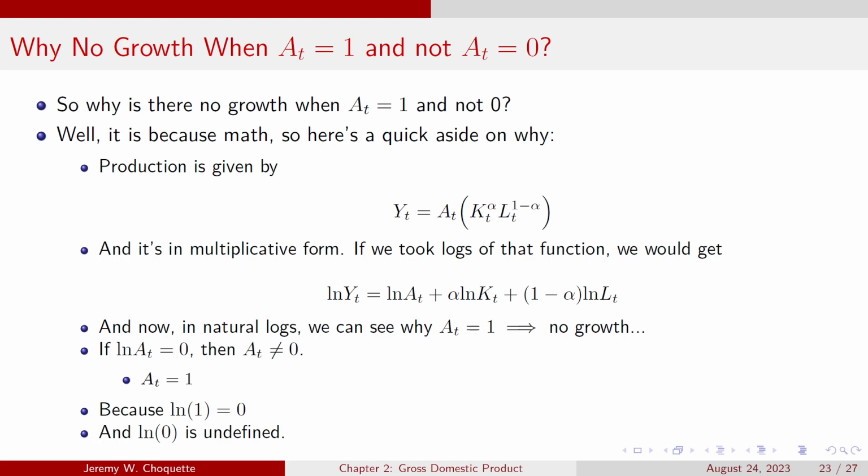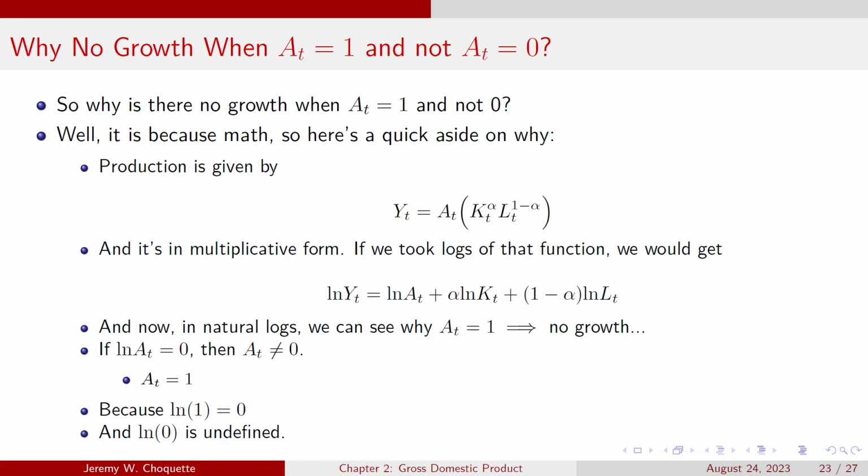So production is given by this production function. You've seen this a lot already, and you'll see it a lot throughout the rest of the course. Now, it's in this multiplicative exponentiated form, but if we took the natural log of that function, we'd get the log of Y equals the log of A plus alpha log K plus 1 minus alpha log L. And in natural logs, we can see you get no growth when A is equal to 1. Because if the natural log of A equals 0, then A can't be 0. A actually has to be 1. The natural log of 1 is 0, whereas the natural log of 0 is undefined.